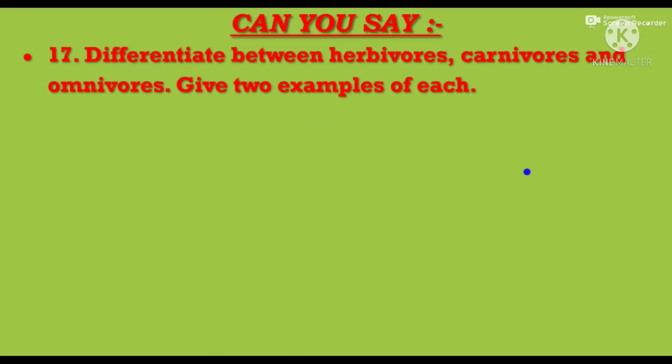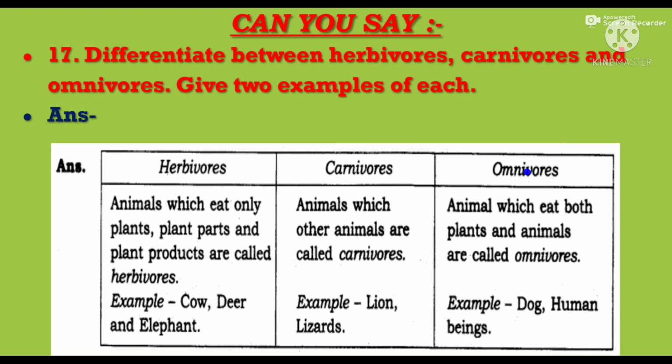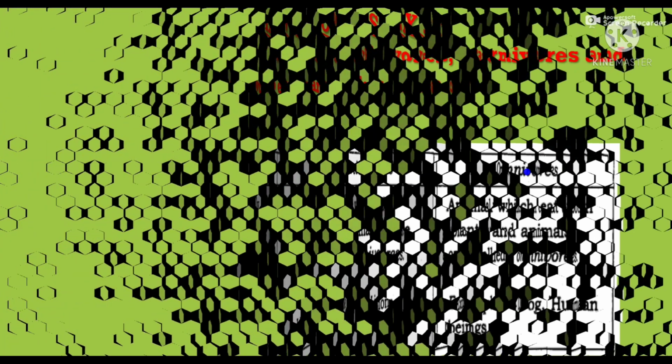Differentiate between herbivores, carnivores and omnivores, and also give two examples of each. Yes, we can write herbivores: animals which eat only plants or plant parts are called herbivores. For example, cow, deer and elephant. These are the herbivores. Animals which eat other animals are called carnivores. For example, lion, lizards, tiger also, right? Animals which eat both plants and animals are called omnivores. For example, man, dog, human beings, etc. These are the omnivores.